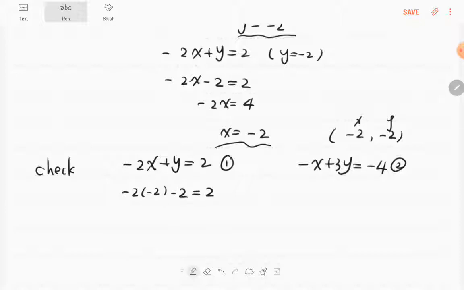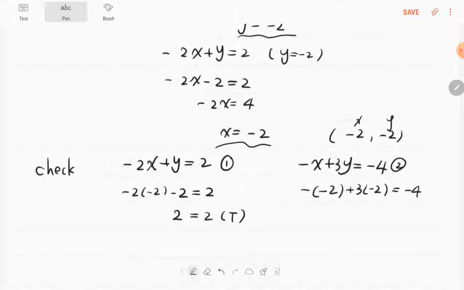So let's see, -2 times -2 will get +4. +4 minus 2, we will get 2. Then we realize it's true. Left side is equal to right side. Let's check the second equation. So -x, -2, right? Plus 3 times y, which is also -2. So when you check your answer, make sure you are careful with the positive sign, negative sign, something like that.